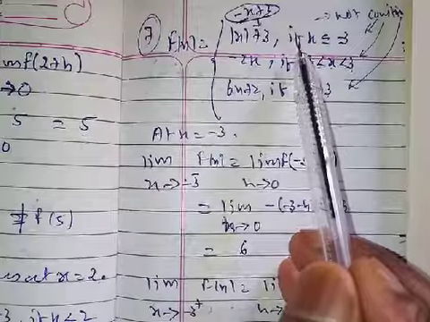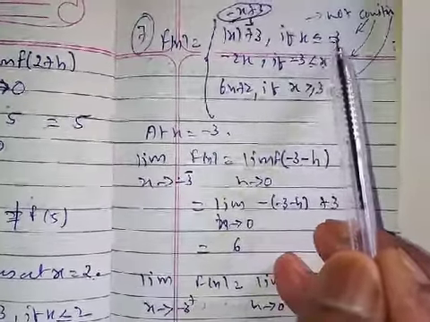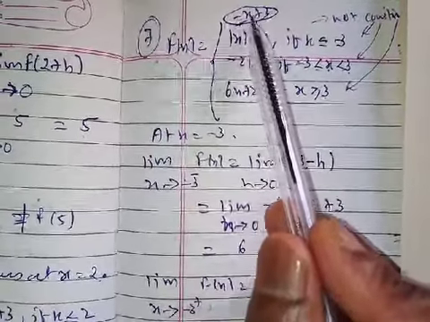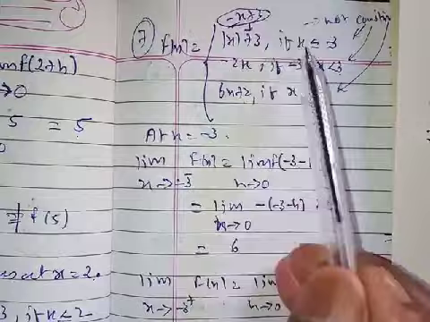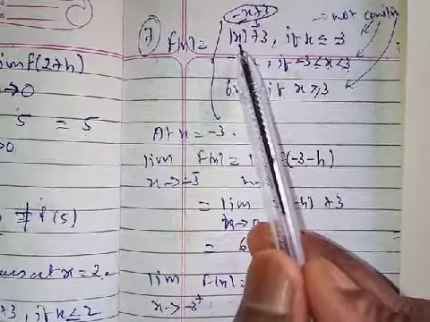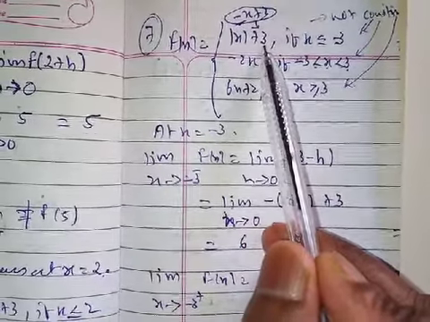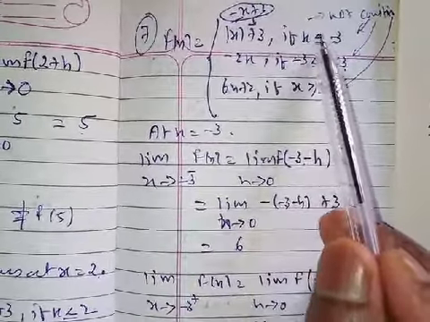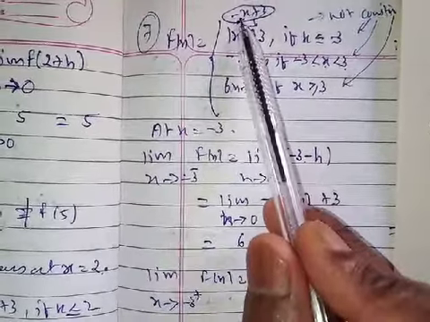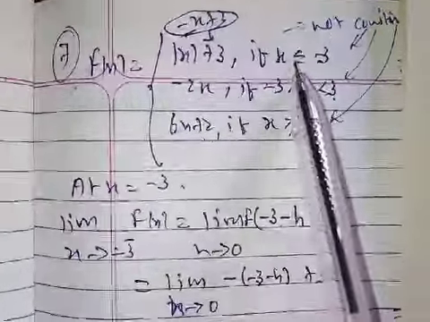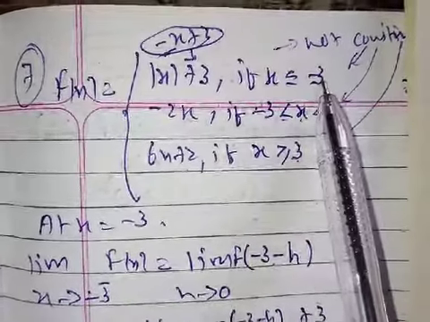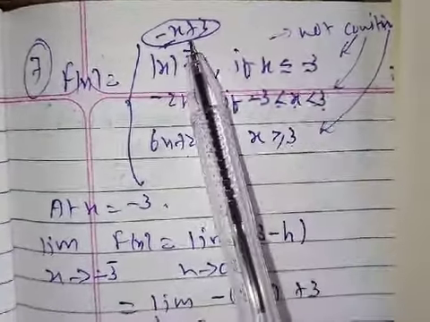Since what is given is mod of x plus 3, if x is less than or equal to minus 3, instead of mod we have to redefine the function as minus x plus 3. Is it clear? Again I am repeating: since the function is given as mod of x plus 3, if x is less than or equal to minus 3, this mod will become minus. So we'll consider it for less than or equal to minus 3.